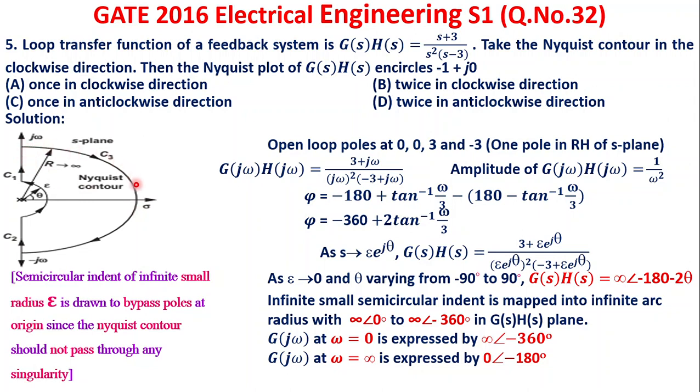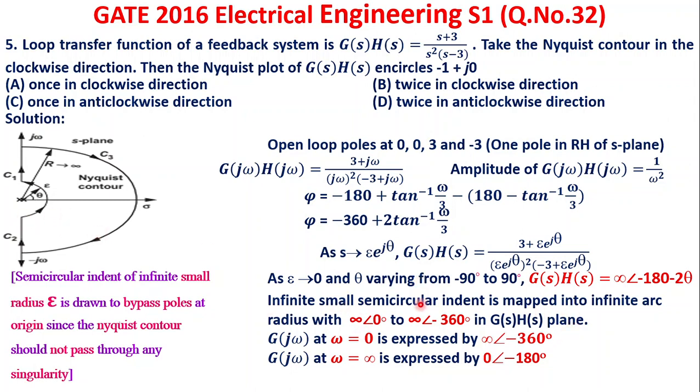Similarly, that infinite arc radius is mapped onto a constant if the number of open loop poles is equal to the number of open loop zeros. See here, infinite small radius is mapped onto infinite radius. That means a few points will be mapped to many points. Earlier, many points in the S domain were mapped onto the origin or a constant. So that is the beauty of the mapping from the Nyquist contour to the G(s)H(s) contour, especially at this singularity.